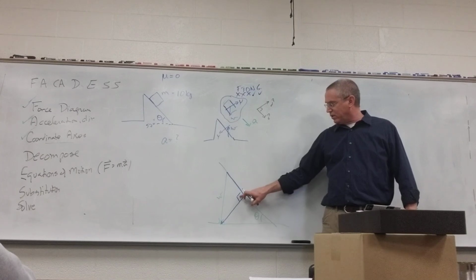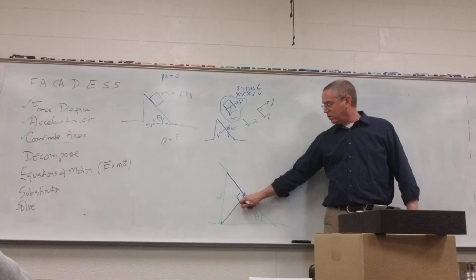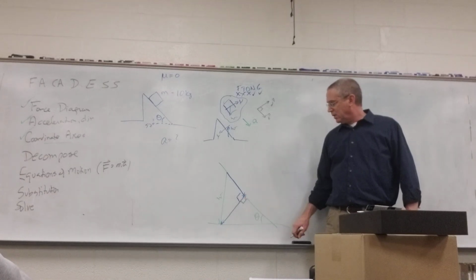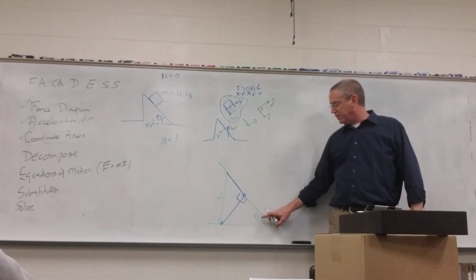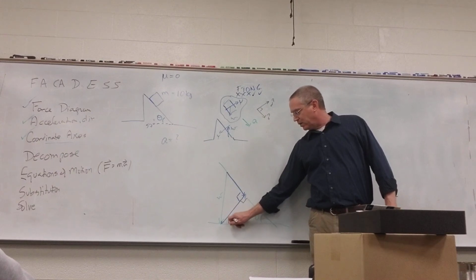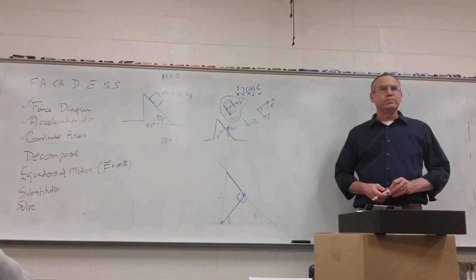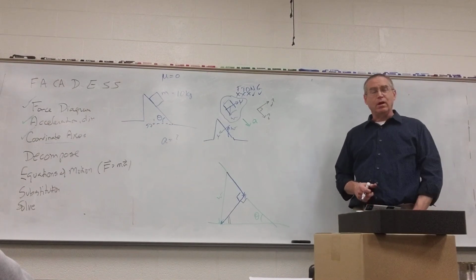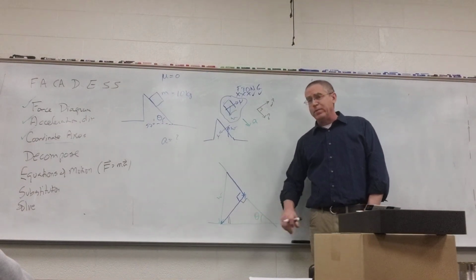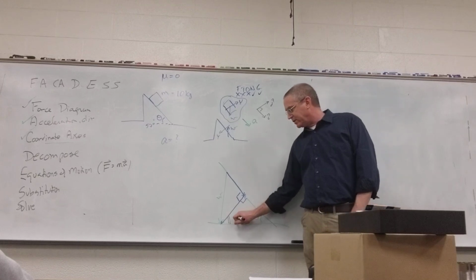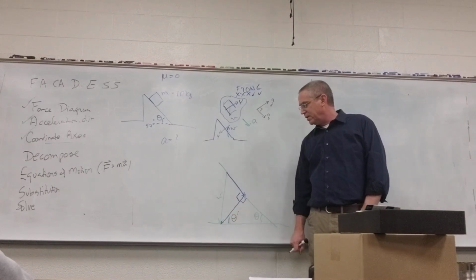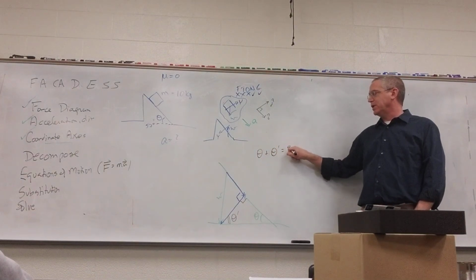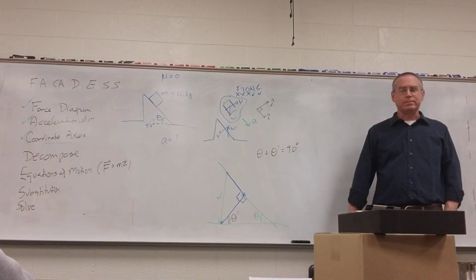If this is a right angle here, what is the angle here? Also a right angle. So if that's a right angle and that is theta, what is this angle here? 90 minus theta. Yes, otherwise known as the complement. Now I'm going to signify the complement of theta as theta prime. So theta plus theta prime is equal to 90 degrees. They're complements of each other.